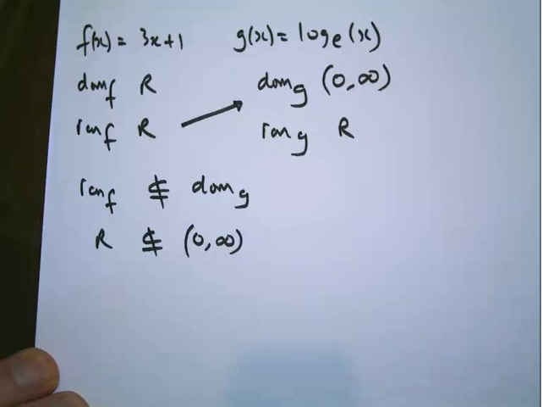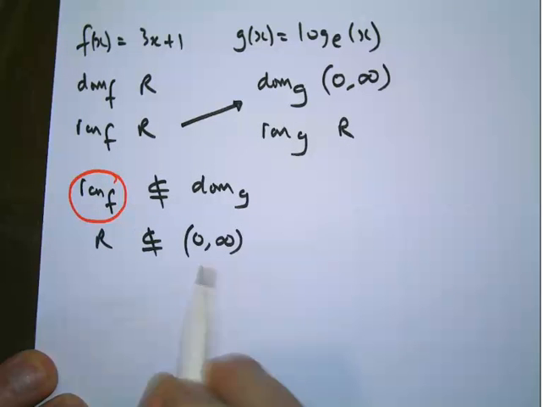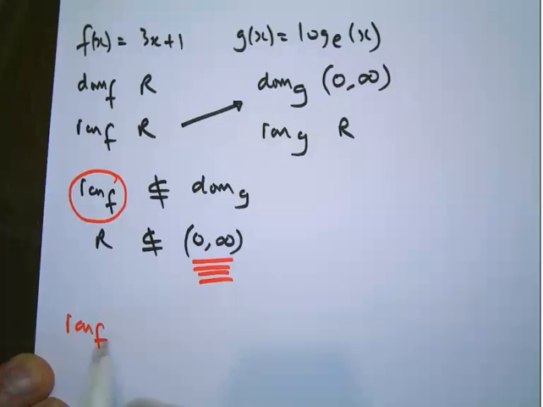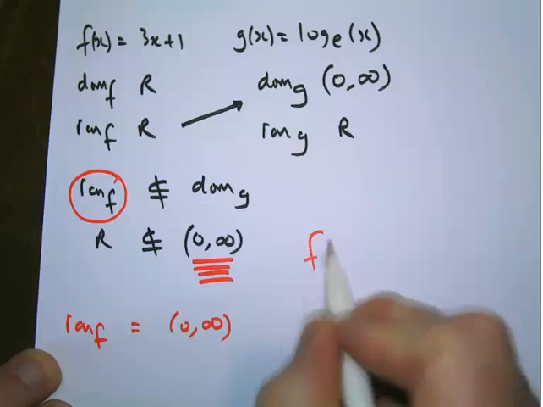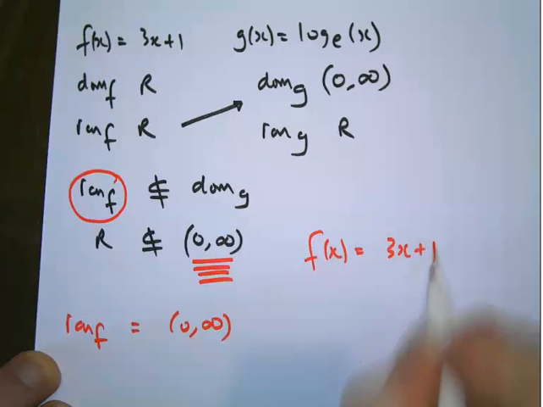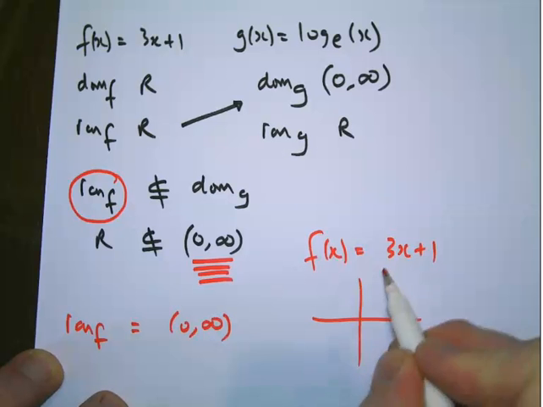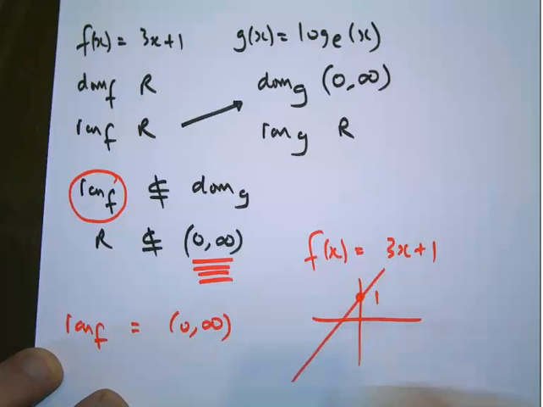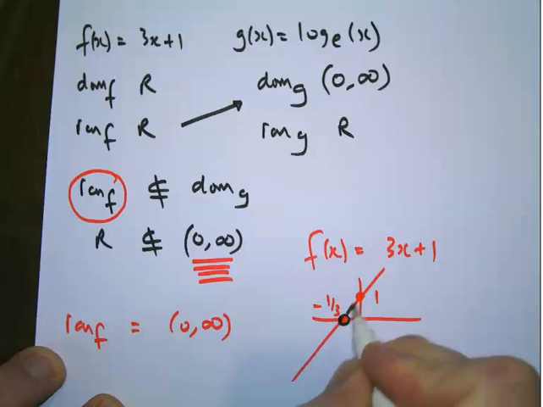For that to occur, my range of f has to be exactly equal to the domain of g. So the range of f has to equal 0 to infinity, remembering that f of x equals 3x plus 1. And if I was to graph 3x plus 1, it goes through there at 1 and goes through there at negative 1/3. Unrestricted, the range of f is all real numbers. I want the range of f to be 0 to infinity.